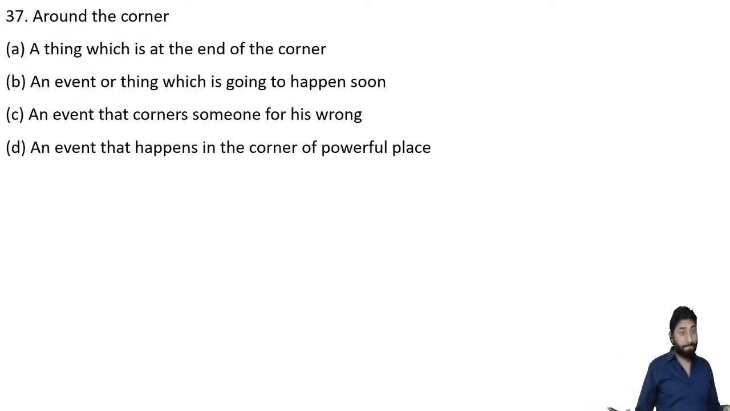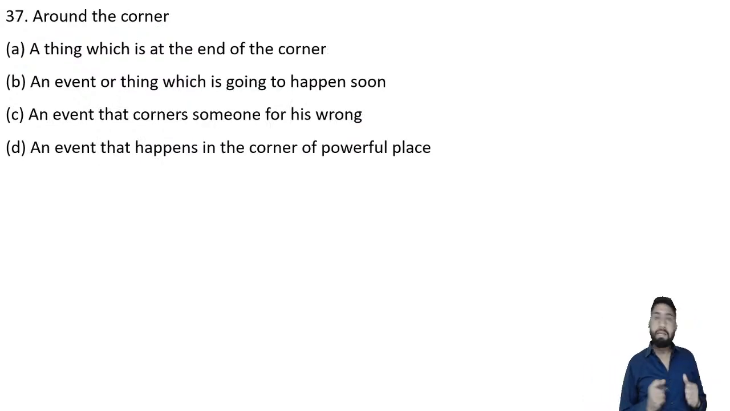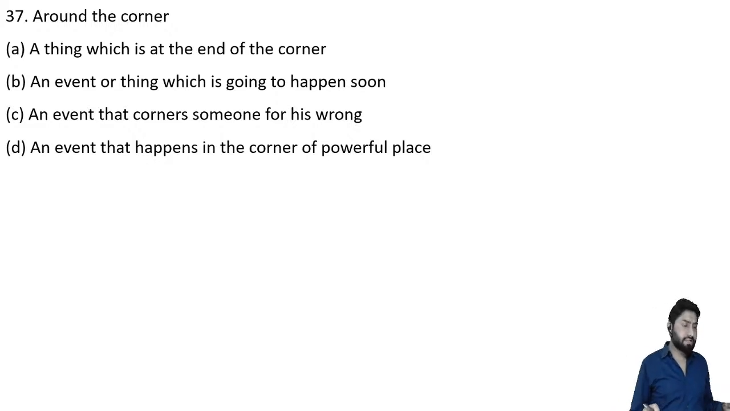Around the corner. Something is around the corner. Keep working hard, you know. Success is around the corner. That's how he keeps saying. So 37. Typed well, I think. All options are correctly typed. Right. Around the corner. Yes, A, B, C, D. Yeah, now let's check it.